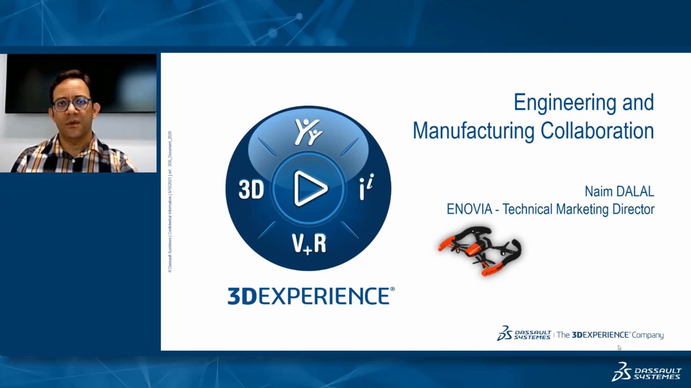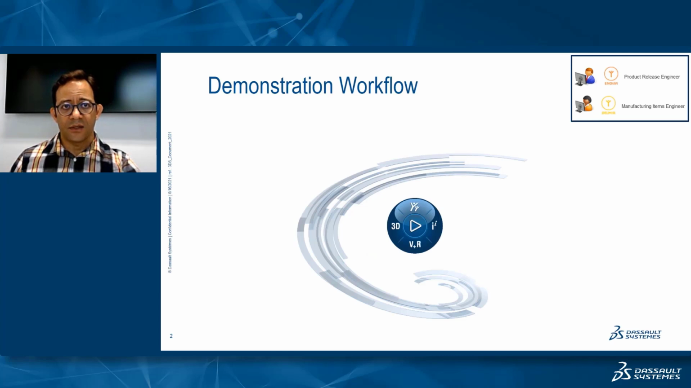In this scenario, we're going to see how engineering and manufacturing can collaborate around the product definition. That will be the engineering definition, or what we also call the engineering bill of material, as well as the manufacturing definition, which will be the manufacturing bill of material. So this is the workflow demonstration.